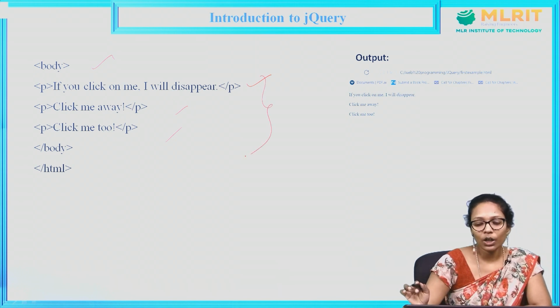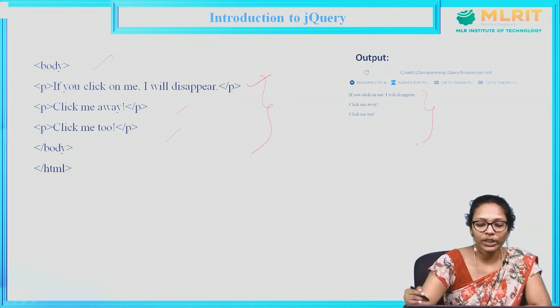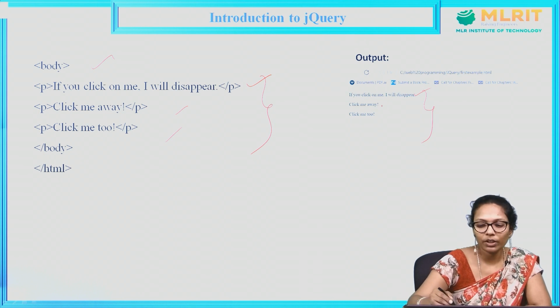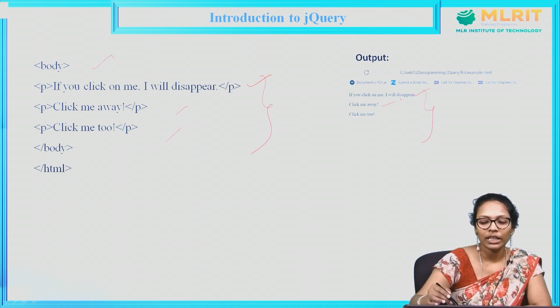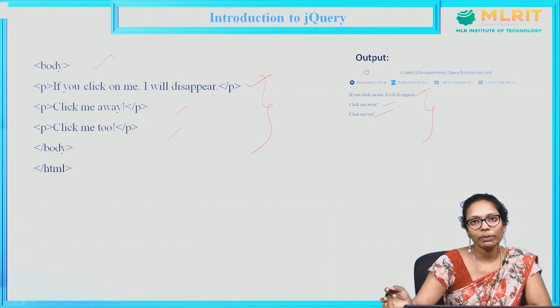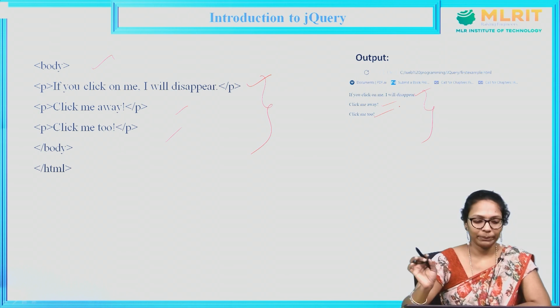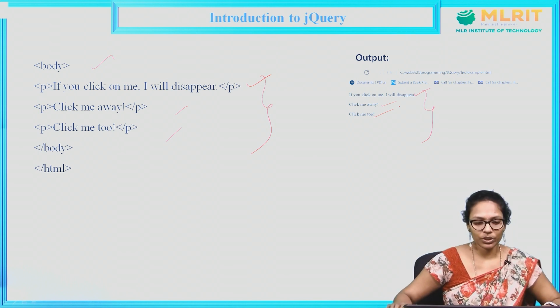So what is the output I'll get? This is the output I'm getting. But what is the action it is doing? Whenever you click on the first paragraph, it will disappear. If you click on the second paragraph, again it will disappear. If you click on the third paragraph, that will disappear. So whenever you click on a particular paragraph element, that particular paragraph will be hidden. We'll try to execute this program.